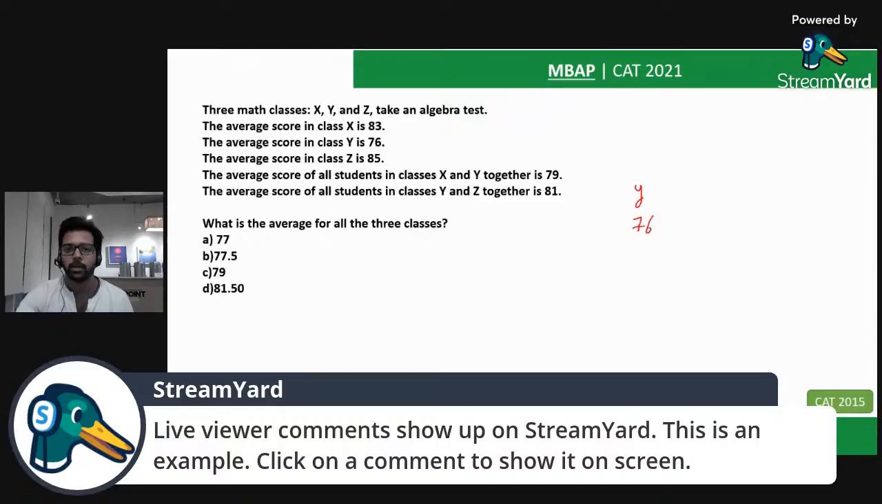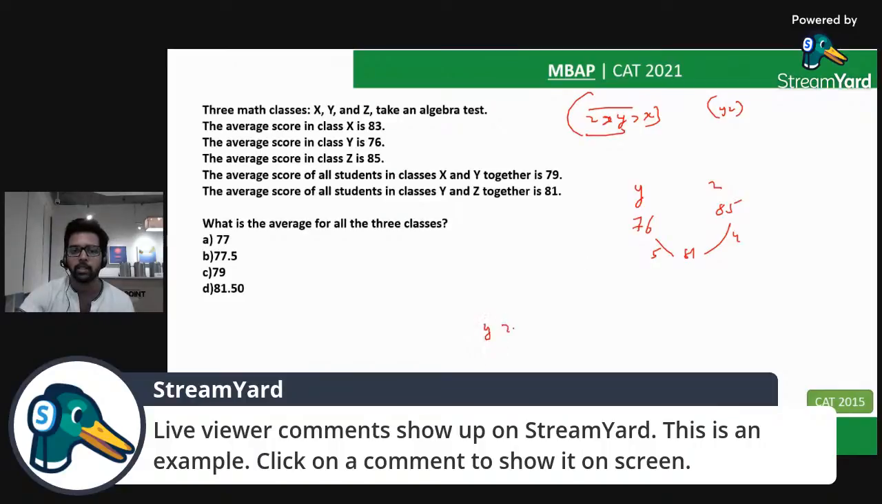Next step, Y is 76, Z is 85. Combining both, the average is 81. Check out the gap again. You understood? Z has more number of people than Y, which has more number of people than X. So Y and Z have more number of people, right?